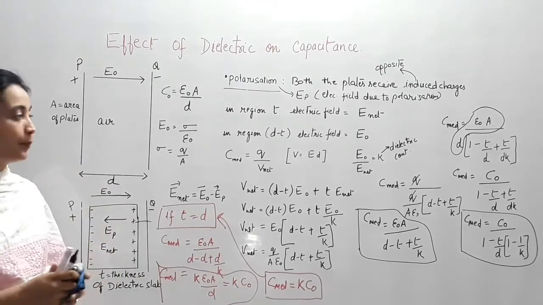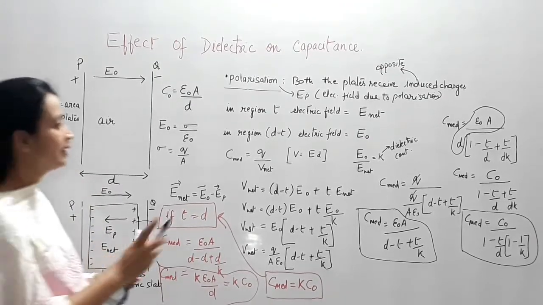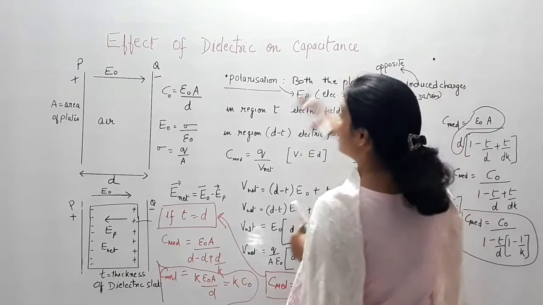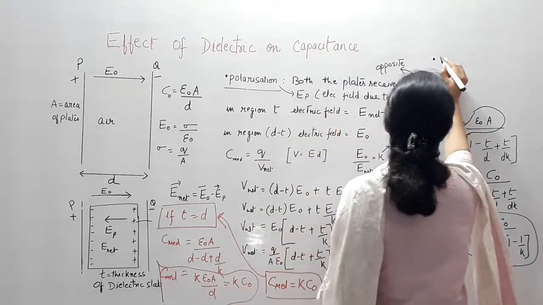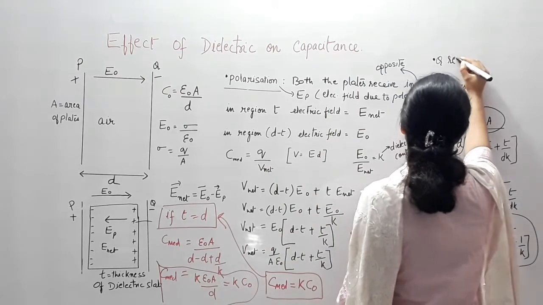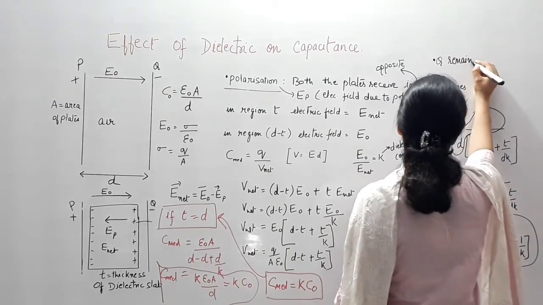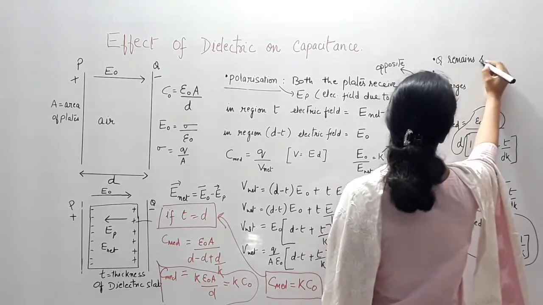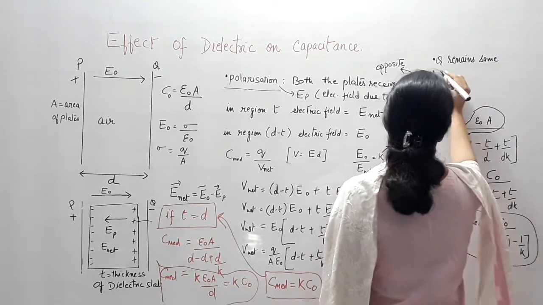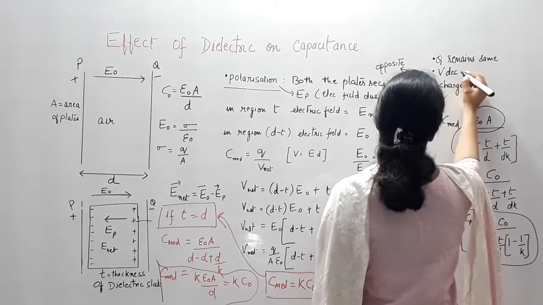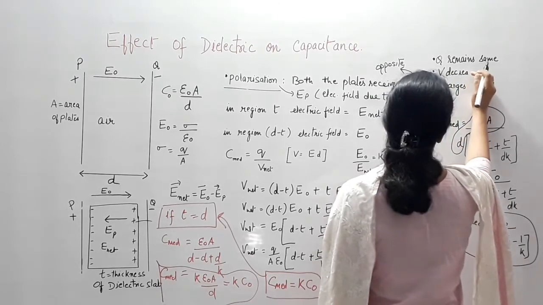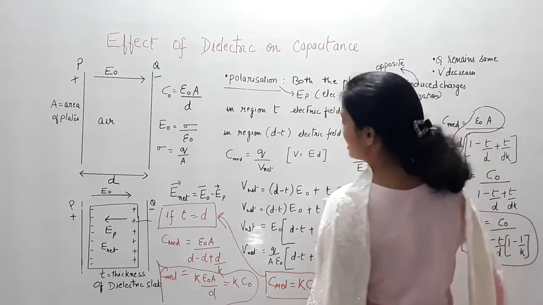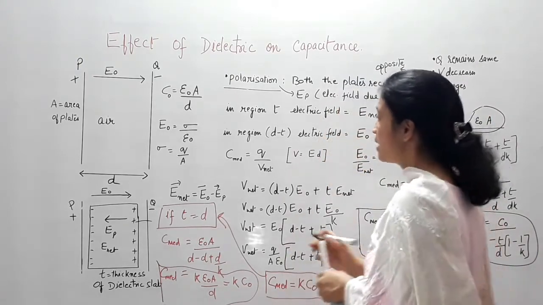One thing you need to keep in mind, that when some dielectric slab is introduced between the plates of the capacitor, Q remains same. This will help you a lot in doing the questions, conceptual and numericals. Q remains same. V decreases. What is V? Potential. V decreases. Why does it decrease?